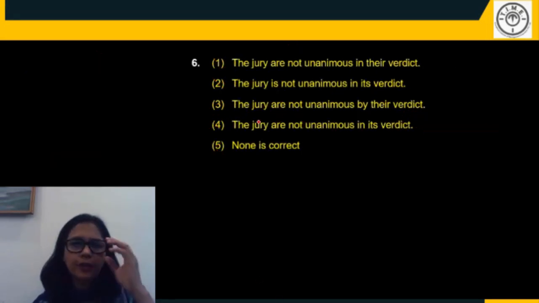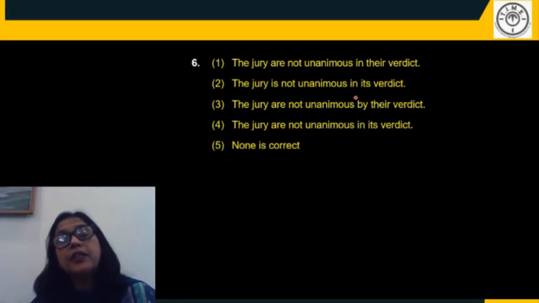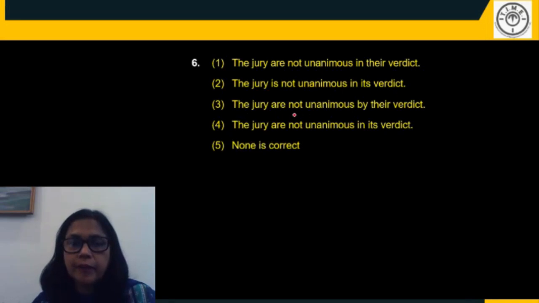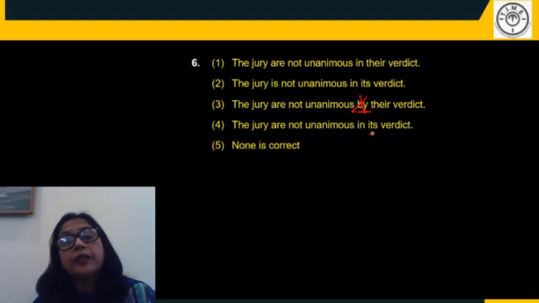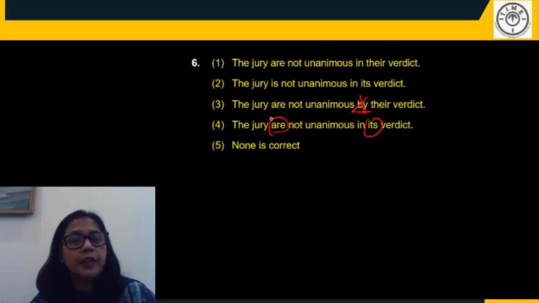The sixth question says: the jury are not unanimous in their verdict. The second says: the jury is not unanimous in its verdict. The jury are not unanimous by their verdict. So this "by" is definitely wrong, so ruled out. The jury are not unanimous in its verdict. Here we have a mismatch, whereas we have "are" here and "its" here, the jury being referred to in the plural as well as in the singular.